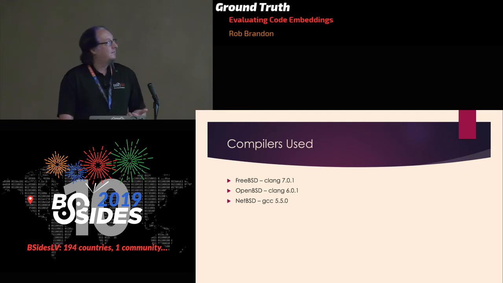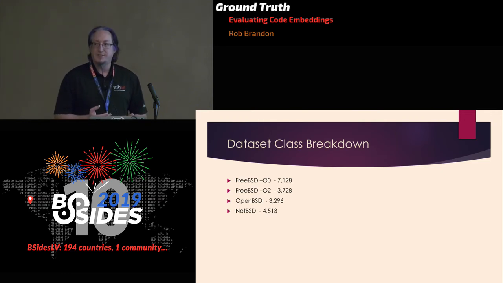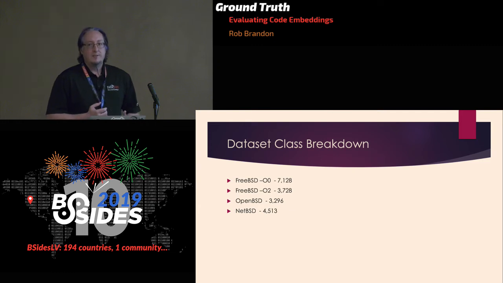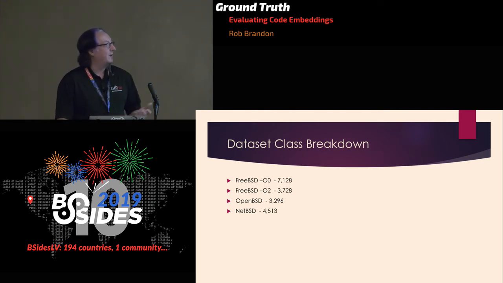The other thing is each data set used a different binary. FreeBSD was compiled with Clang 7.0.1, OpenBSD was built with Clang 6.0.1, and NetBSD was compiled with GCC 5.5.0. As far as the class breakdown, FreeBSD-O0 was a significantly larger part of the data set. I think it's still not large enough for any data set imbalances to really cause issues, especially since most of the issues here are more with model generation rather than with classification. Another interesting side note is that both FreeBSD sets, O0 and O2, came from the same source code. So there's obviously a lot of function inlining and other optimizations going on between O0 and O2, which is something to keep in mind when you're trying to take two binaries and determine whether they came from a similar code base.